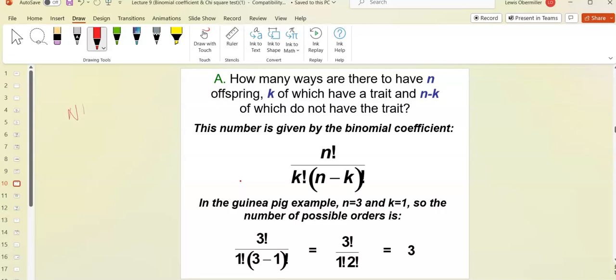So we have n factorial divided by k factorial, and then n minus k factorial. So if we're doing our guinea pig example, n equals 3, right? We had 3 offspring. So 3 factorial. If you don't know what a factorial is, it's 1 times 2 times 3. So that's 3 factorial. If it was 4 factorial, it would be 1 times 2 times 3 times 4. If it was 5 factorial, 1 times 2 times 3 times 4 times 5, and so on. And there's probably a factorial in your calculator that does that calculation for you.